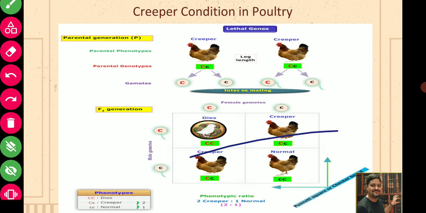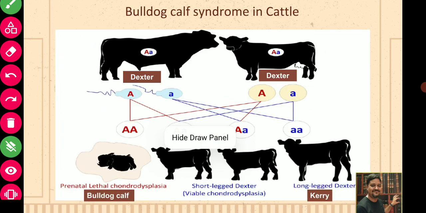Now another similar condition is the bulldog calf syndrome in cattle. Here, in cattle, particularly the HF cattle, there is one condition which is known as Dexter. The peculiarity of Dexter animals is that they have short legs, and due to short legs, the animal body will bear more muscles or more body mass, which will be helpful in producing more beef.